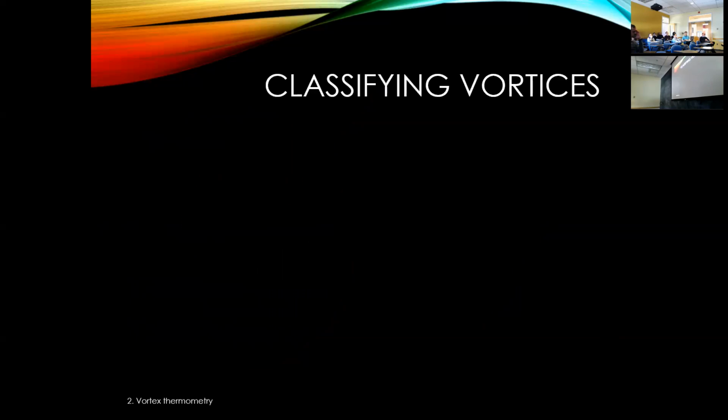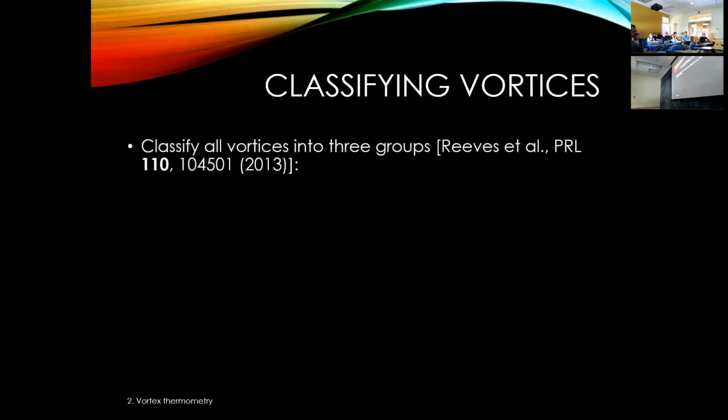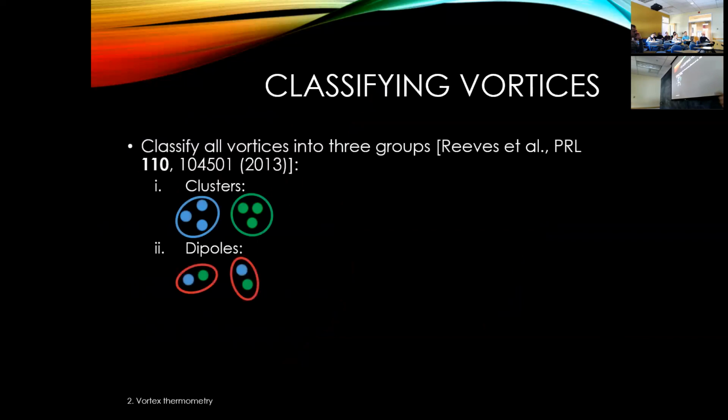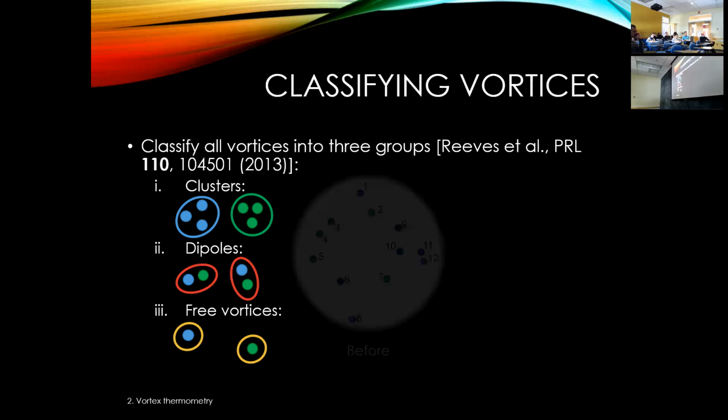The most robust way that we found, at least, was to classify the vortices. So we wrote this algorithm. It was based on a similar algorithm written by some other people at Otago in New Zealand. Basically, it splits any vortex configuration into 3 groups. The most important 2 are the clusters of same-sign vortices and the dipole pairs. And whatever's left over after these 2 have been identified, we call free vortices. They're just on their own.